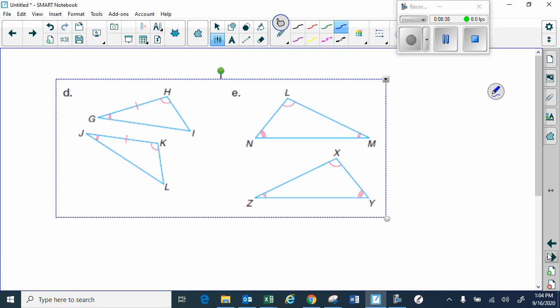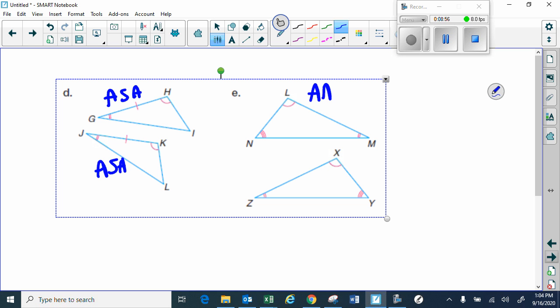Next one. Here we have ASA. So angle, side, angle. That's another one that you can have. And here we have angle, side, angle. So these two are congruent, because they're both ASA. This one over here, we have AAA and AAA.